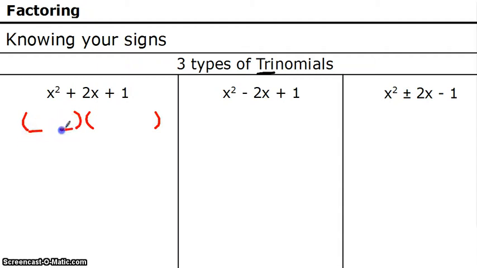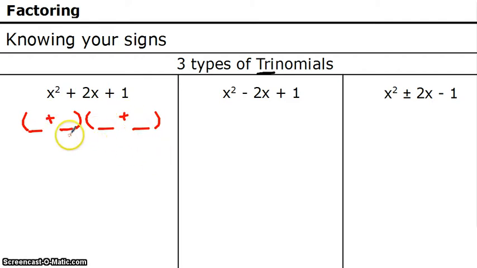We'll have a term here and a term here, and we'll have a term here and a term here, and there'll be a sign in between them. This page is about knowing your signs, and there are three different types. The first type is your trinomial can have pluses in both spots, plus, plus. If that's the case, that means that these are also going to have to be both pluses.